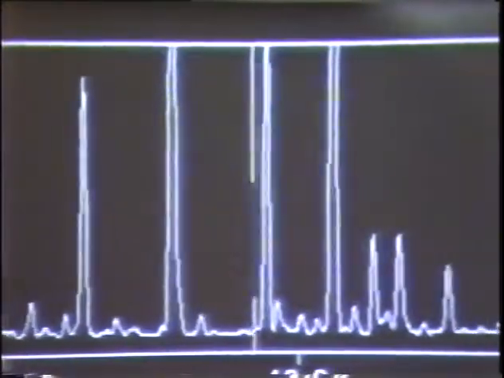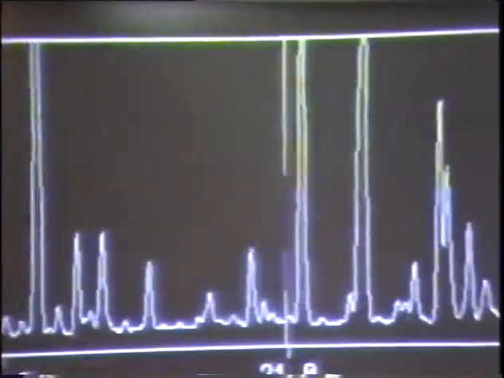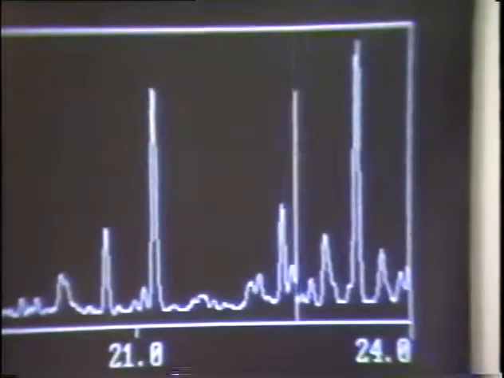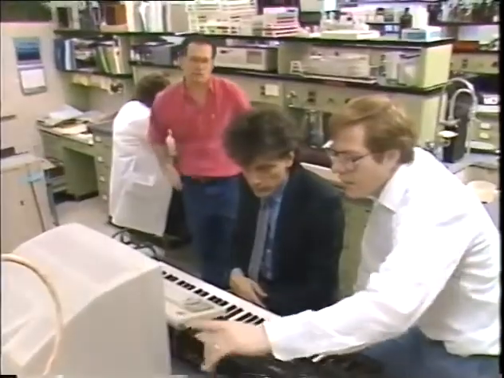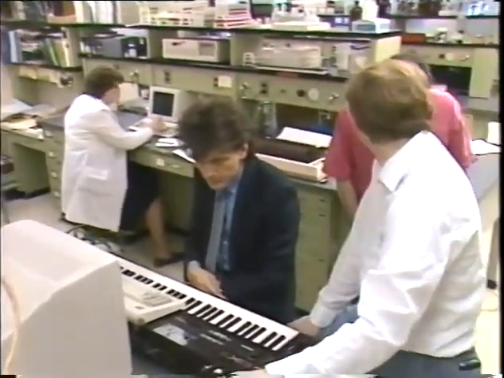Why is this computer playing America the Beautiful as it scans this graph full of peaks and valleys? And why was that note so sour? The computer is actually analyzing someone's health in a lab at Michigan State University.